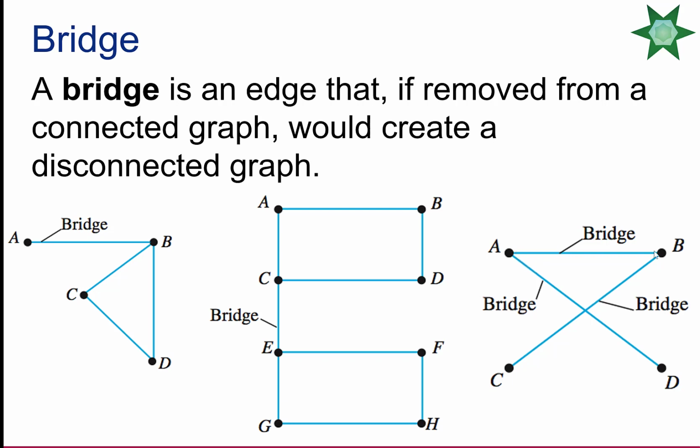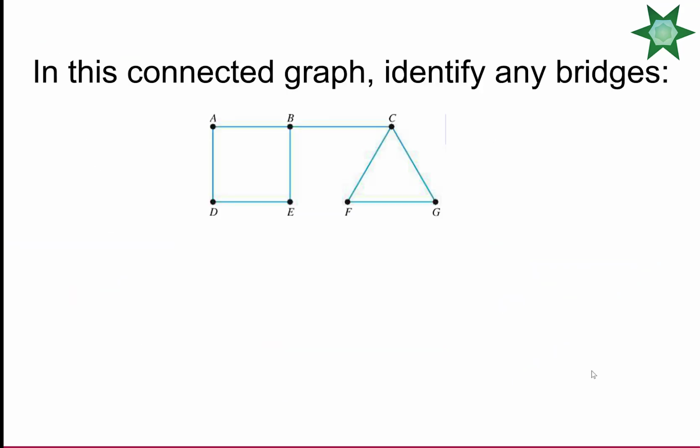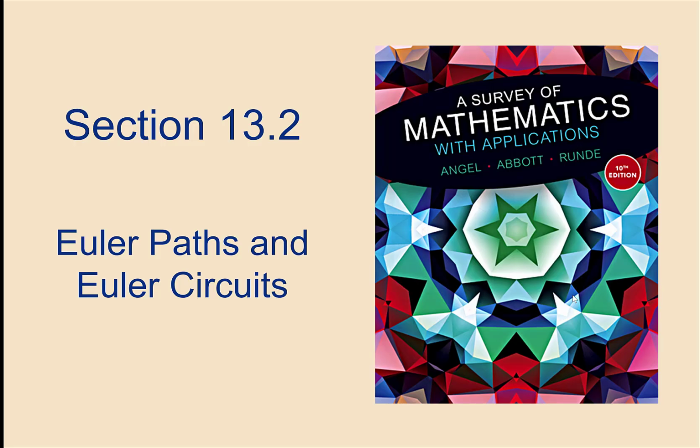And this was the earlier disconnected graph we have. Once we put an edge here, for instance between A and B, we have a connected graph, and now all the edges here are bridges. If we take any of those edges out, we create a disconnected graph. In this connected graph, identify any bridges. So if we look at it, we notice the only possibility here is BC. Edge BC is a bridge.